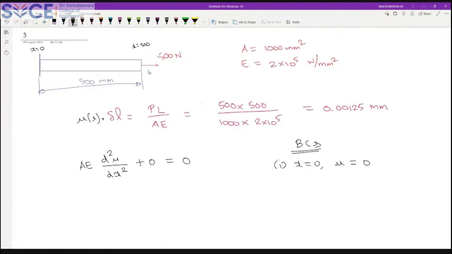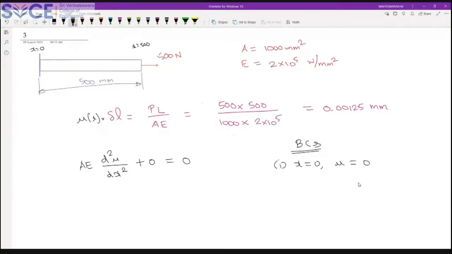At the other end, you have a point load. But there is a deflection here, which we can't apply. So I can't put u equal to 0 when x is equal to 500, because that is a free end which will have a deflection. That is what we are planning to identify.